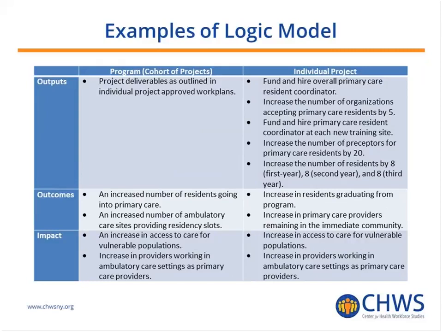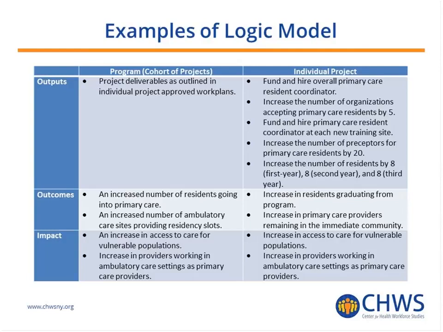Same thing as we go into outputs, outcomes, and impacts. Again, on the right-hand side, we look at the individual projects. On the left-hand side, we're looking at a cohort of projects or a program. And interesting, I actually struggled with this part a little more because as I was thinking about an individual project, it's really easy to say my individual project is increasing the number of slots by 20. You can see all the different things that we've talked about.